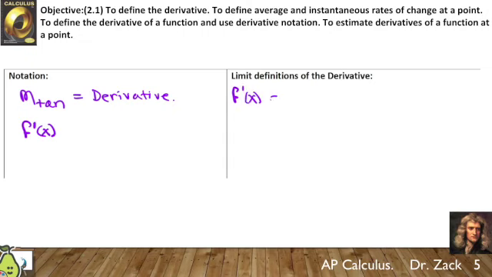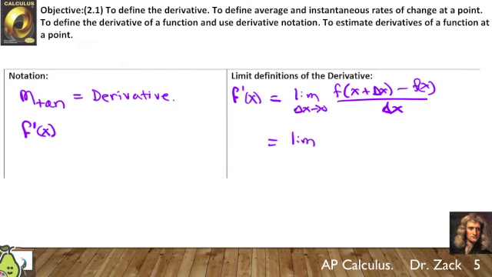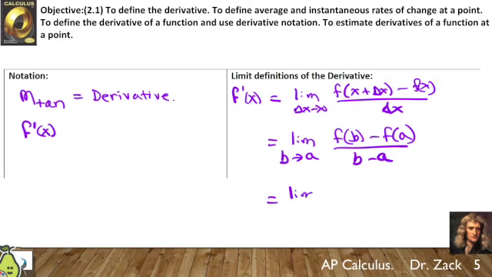F prime of x can equal the limit as delta x goes to 0, f of x plus delta x minus f of x over your delta x. Another form of the derivative, you might see the limit as your b goes to a of f of b minus f at a divided by b minus a. And a third way that you might see your derivative is the limit as h goes to 0, f of x plus h minus f of x divided by h.